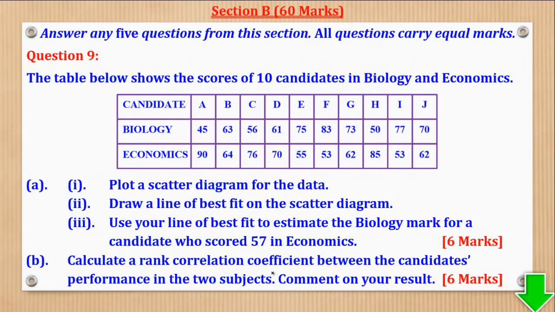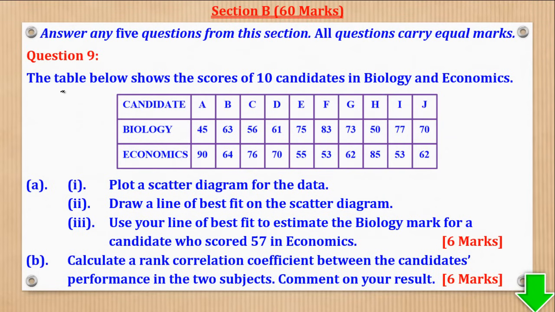But remember, a student is supposed to attempt only five, and all questions carry equal marks. So question 9 is from probability and statistics under the topic of scatter graphs and correlation.